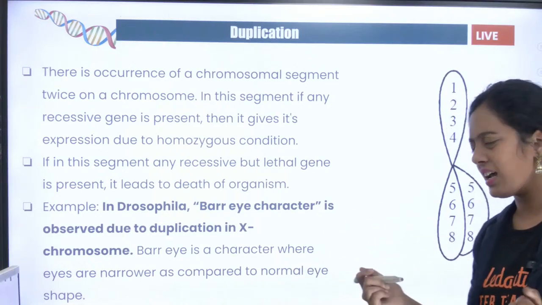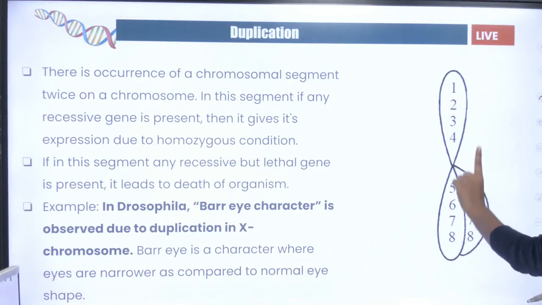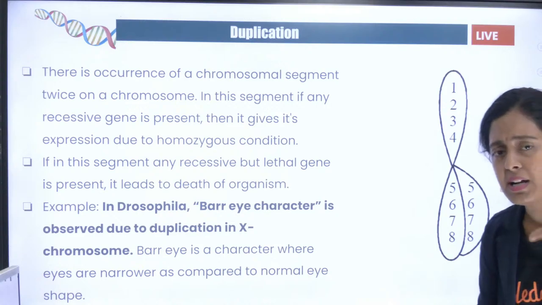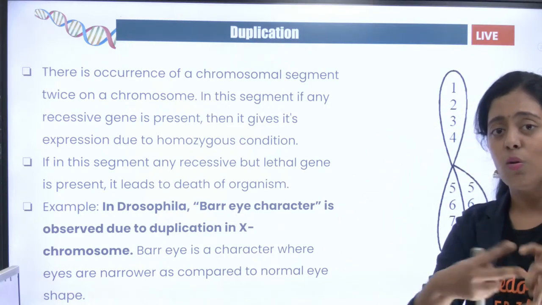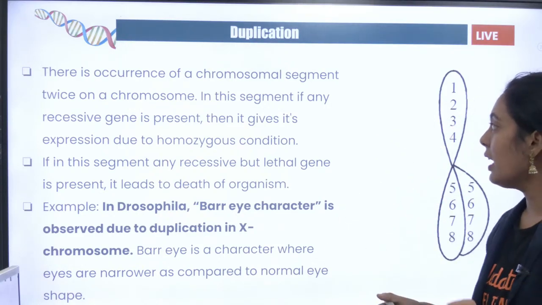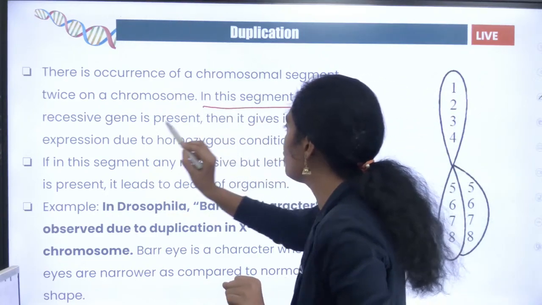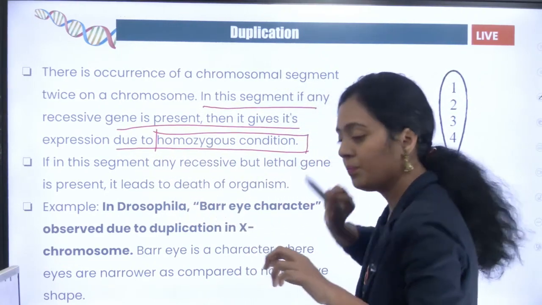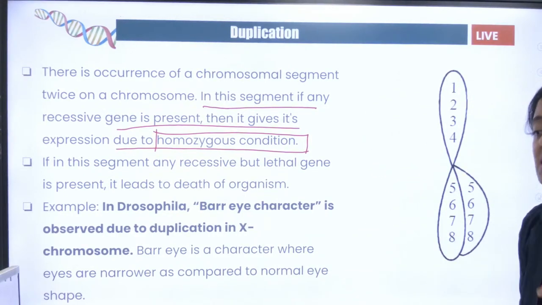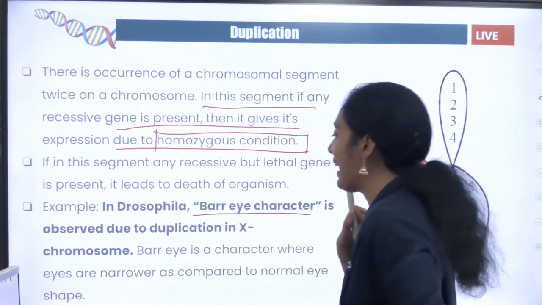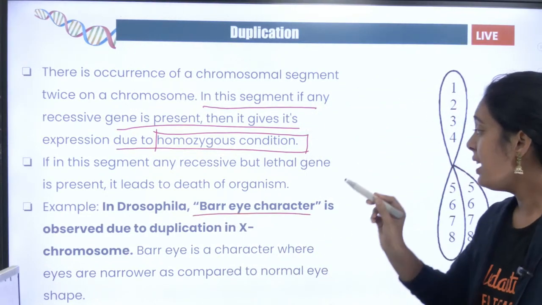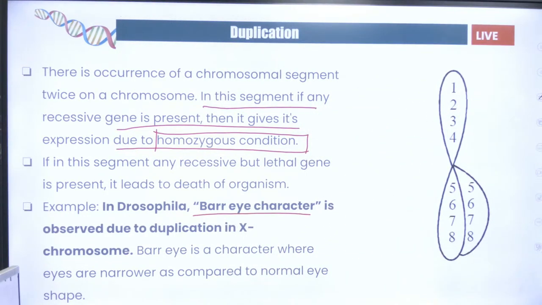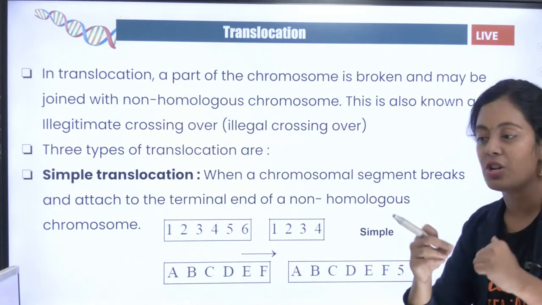Duplication. This is very easy. You can see here it is getting duplicated. A particular segment in your chromosome occurs twice, like a Xerox produced. In this segment, if any recessive gene is present, then it gets expressed due to the homozygous condition. The chance of a homozygous recessive disease is high. An example is the bar eye character in Drosophila, observed due to duplication on the X chromosome. So duplication is done. Now we are going to see translocation.